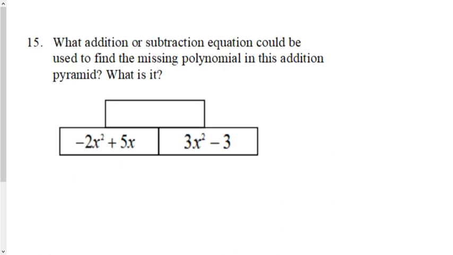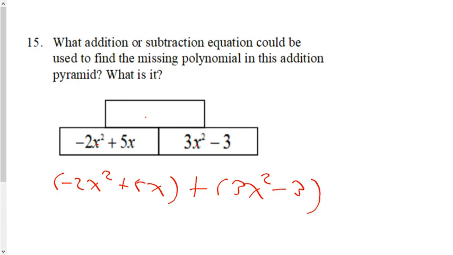Question 15 is our really small baby addition pyramid. It says, what addition or subtraction equation can be used to find the missing polynomial in the addition pyramid? What is it? So this brick plus this brick equals this brick. So our statement will be this. This is worth a point on your test. That's the addition statement. Now that I have that, this plus this equals this. This is by itself, and this is by itself. So therefore, we have the trinomial of x squared plus 5x minus 3.